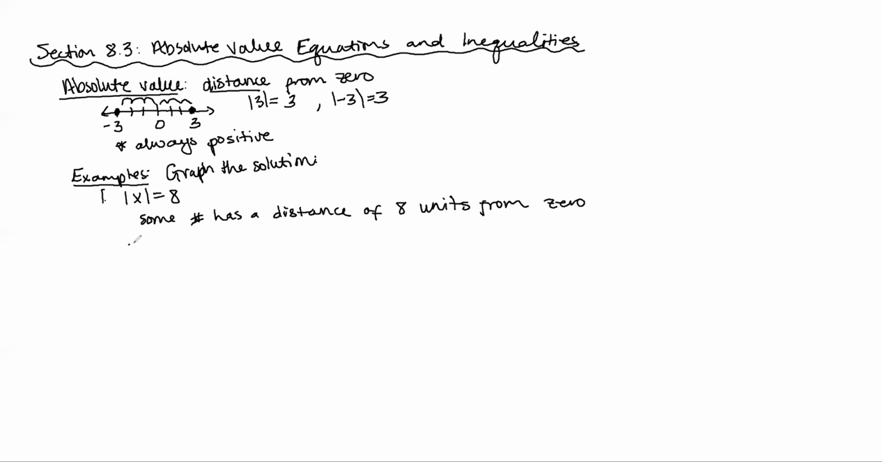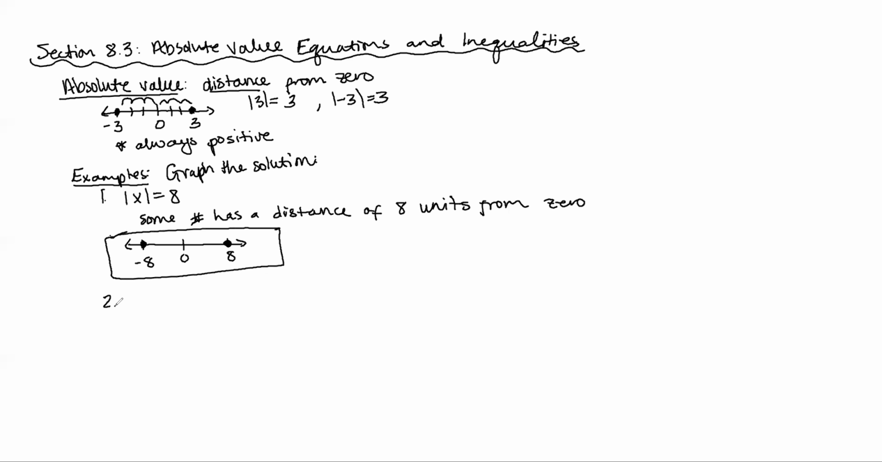And so if we were to go ahead and graph this one, we're always going to use a number line. I'll put 0 in the middle. Some number has a distance of 8 units from 0. So if you notice, we could have the number 8. So we're going to put a point there. But what other number has a distance of 8 from 0? -8. So we're actually going to have 2 points here. We're going to have 8 and -8. And this is our graph for this one. I'll go ahead and box that.